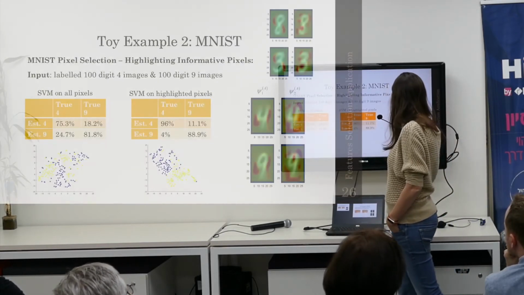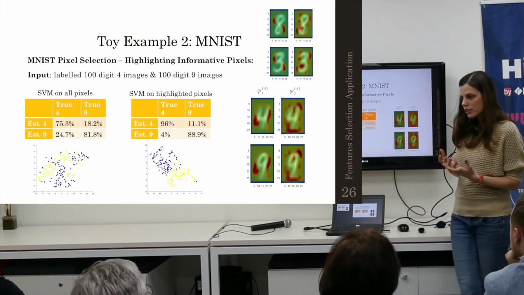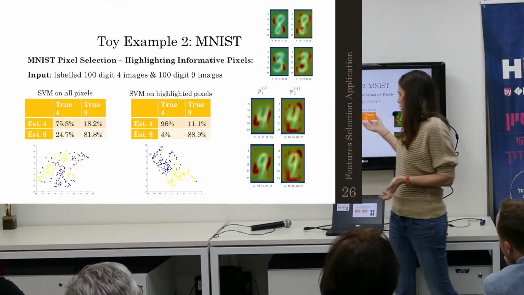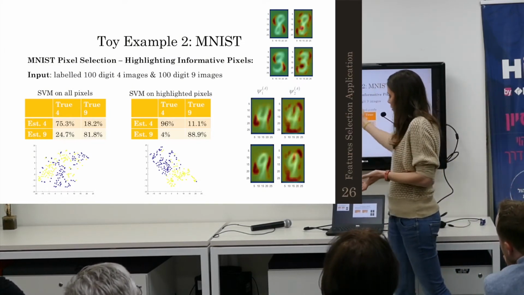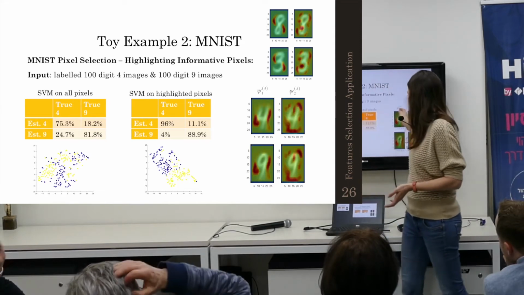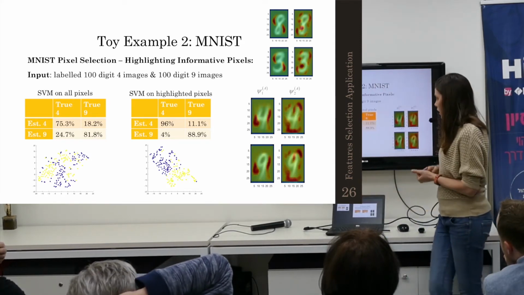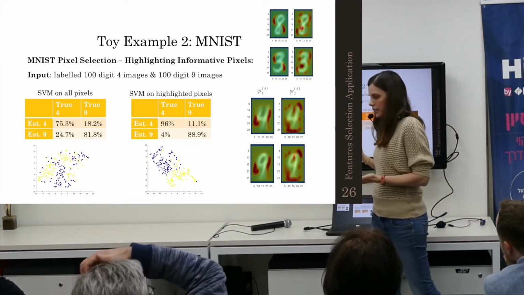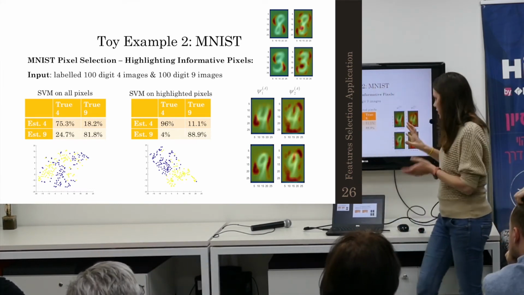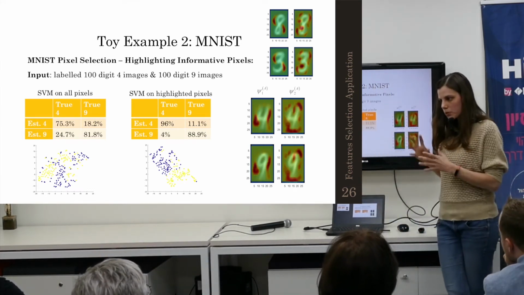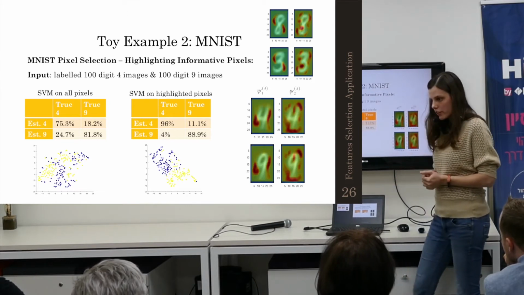So to assess this feature selection, we applied a very simple SVM classifier based on all the pixels or based on just the highlighted pixels. And we got a significant improvement in the results. And I want to emphasize that the point here wasn't classification, it was just to verify the choice of features.